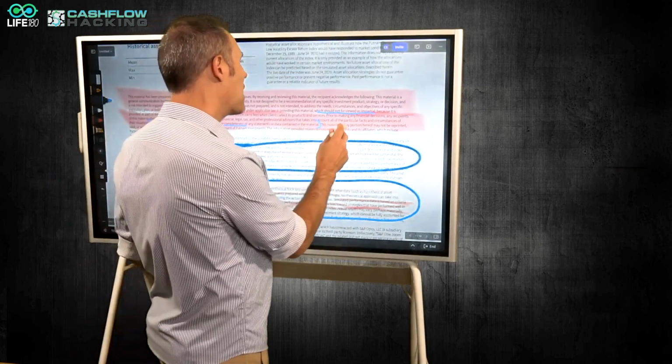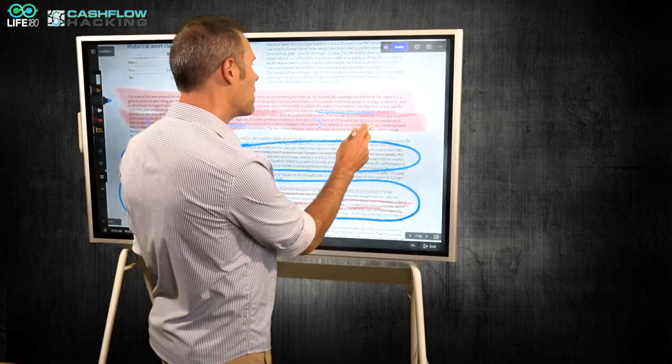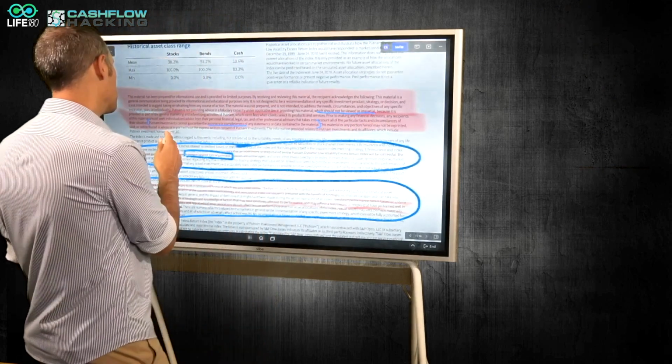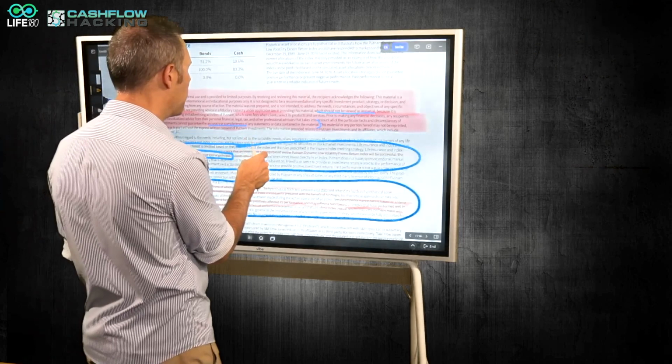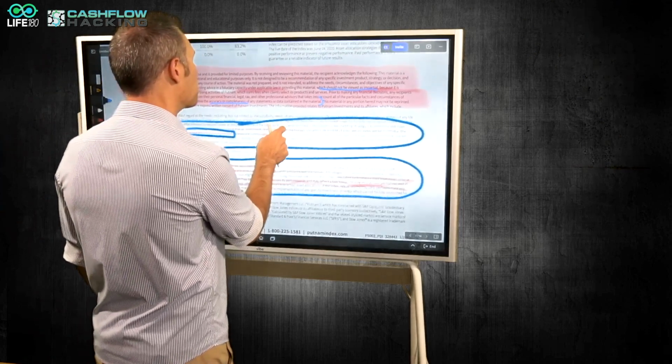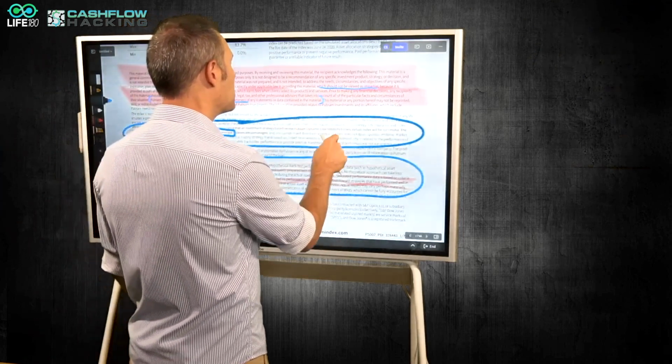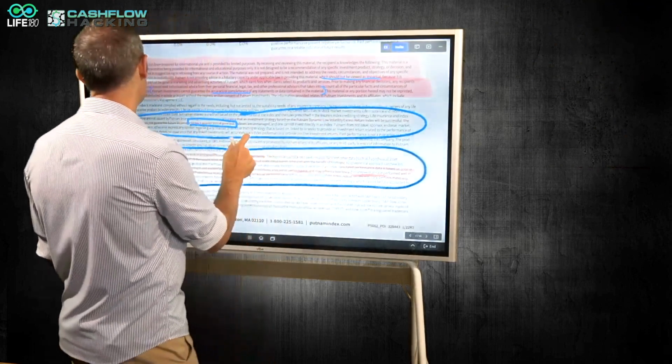The material or any portion hereof may not be reprinted, sold, redistributed, in whole or part, without the express written consent of Putnam Investments. The information provided relates to Putnam Investments and its affiliates, which include Putnam Investment Management.